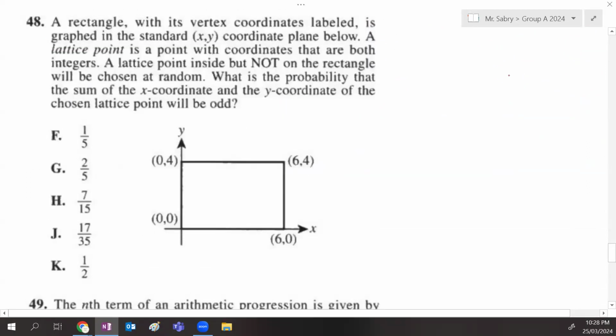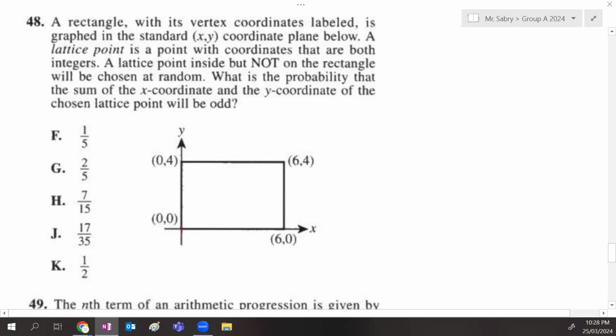In this question, they're saying that a lattice point is a point with coordinates that are both integers. A lattice point inside but not on the rectangle will be chosen at random. What is the probability that the sum of the x coordinate and the y coordinate of the chosen lattice point will be odd? So a lattice point here is one where x and y are both integers.